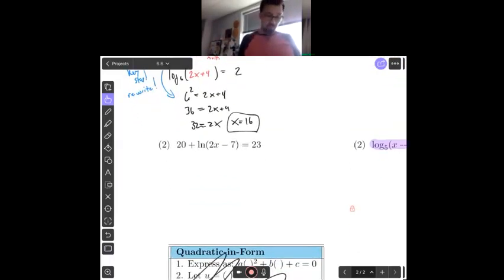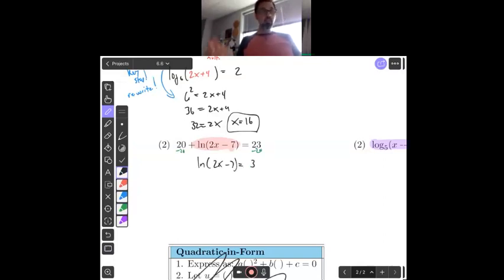Number 2 here, pretty straightforward. Just a little bit of isolating that we need to worry about. This log needs to be isolated, the log on one side and the constant on the other. So our first step here is just to get rid of that 20. Again, with the natural log, we want to make sure we're paying attention because that's base e. So as we go to rewrite it, it's e to the what equals 2x minus 7. Well, it's e to the third equals 2x minus 7. So do that rewriting.